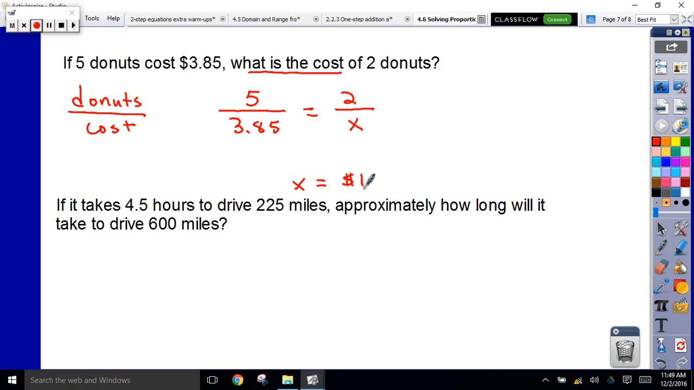$1.54. Good. So the work, you would have 5x equals 7.7, and then when you divide, you get $1.54. I'm going to add in the dollar sign.